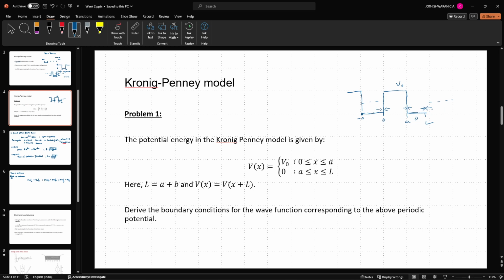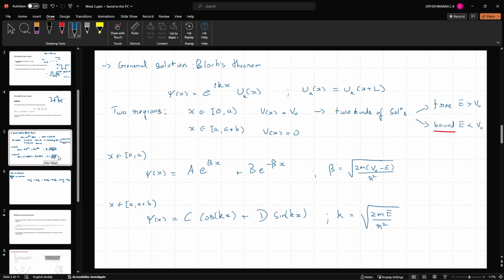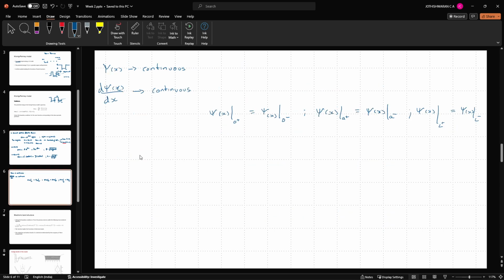Therefore, I need not take all three boundaries. Only two boundaries are sufficient. This is the reason why I put open intervals here, because the only points that I need to consider for getting the solutions are 0 and a. A plus b is the same as 0 because the potential is periodic. However, this a plus b will play another role, which we will see pretty soon. So this last condition is no longer required.